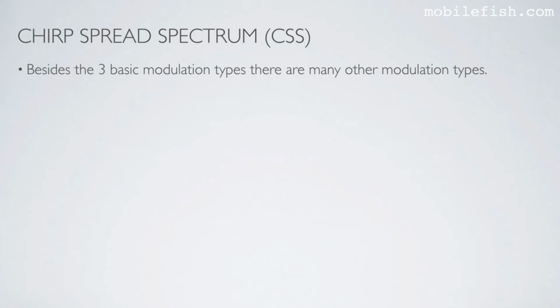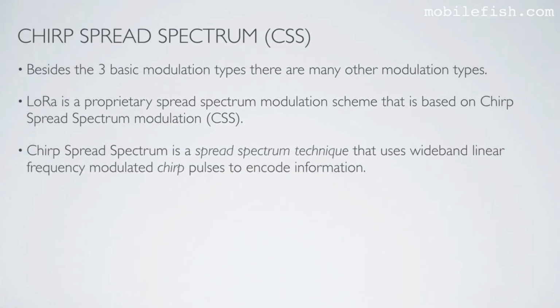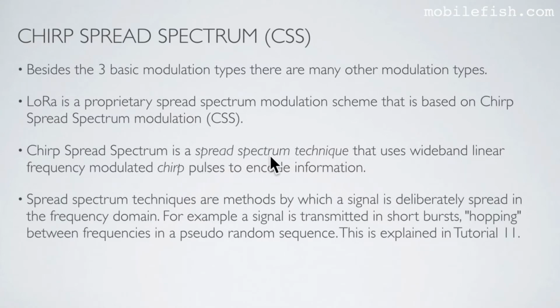Besides the three basic modulation types, there are many other modulation types. LoRa is a proprietary spread spectrum modulation scheme that is based on chirp spread spectrum modulation. Chirp spread spectrum is a spread spectrum technique that uses wideband linear frequency modulated chirp pulses to encode information. Let's focus on the words spread spectrum technique and chirp. Spread spectrum techniques are methods by which a signal is deliberately spread in the frequency domain. For example, a signal is transmitted in short bursts, hopping between frequencies in a pseudo-random sequence. This is already explained in tutorial 11.